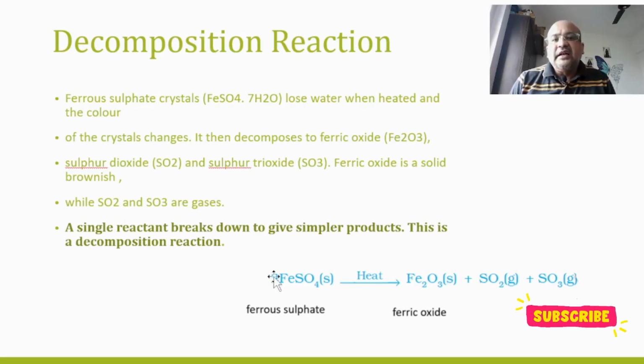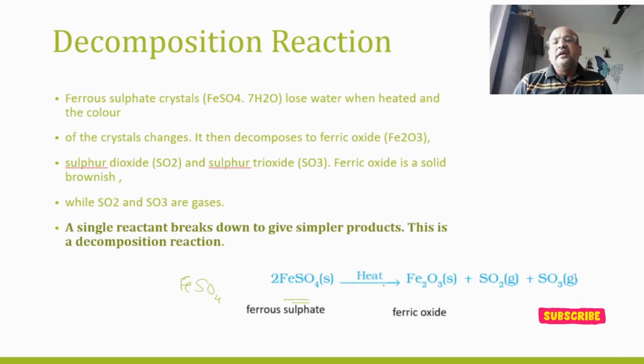Now if you see here, ferrous sulfate, that is my FeSO4. What will happen with FeSO4? When we heat FeSO4, it decomposes into ferric oxide, and it also gives sulfur dioxide and sulfur trioxide.